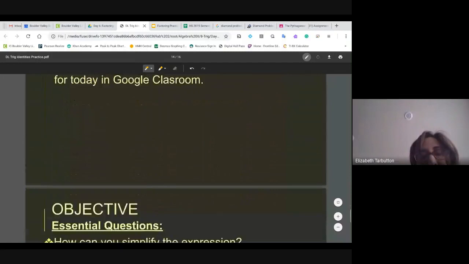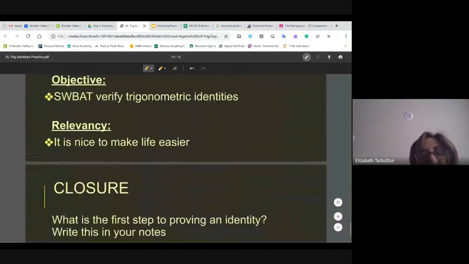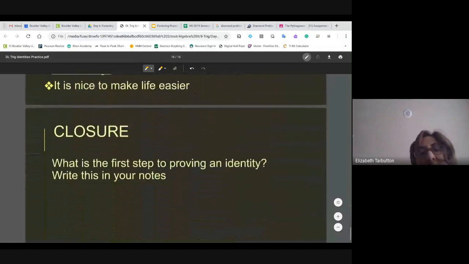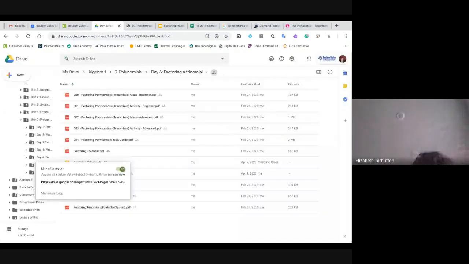So hopefully we can verify trig identities now. That was our objective for today. And just for you, in your notes, you should identify the first step in proving an identity so that you can have that as you move forward. I'm hoping that this is going well. This is super important stuff for next year, and I'd be remiss if I didn't prepare you for that. So hopefully it's going well, and if not, hopefully I see you in office hours, or please send me an email.